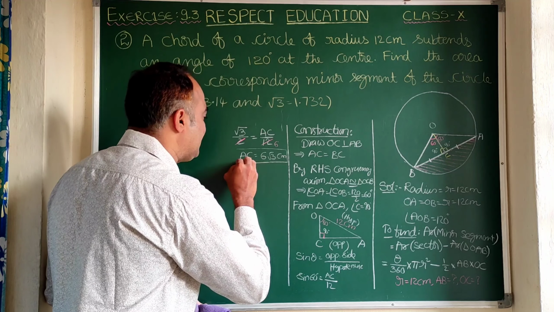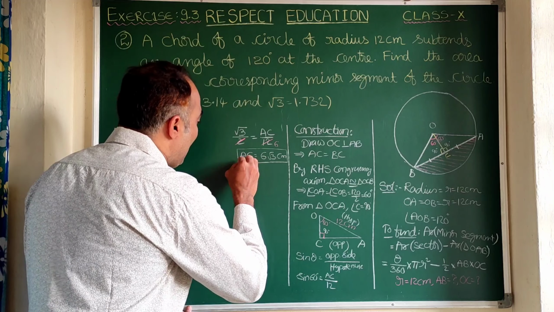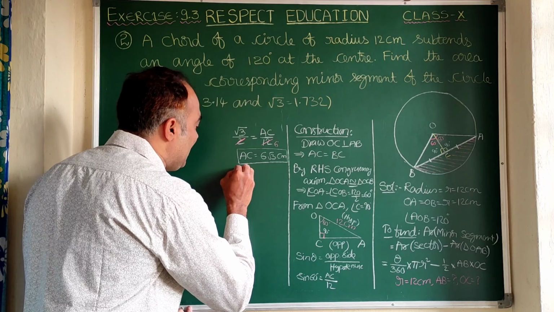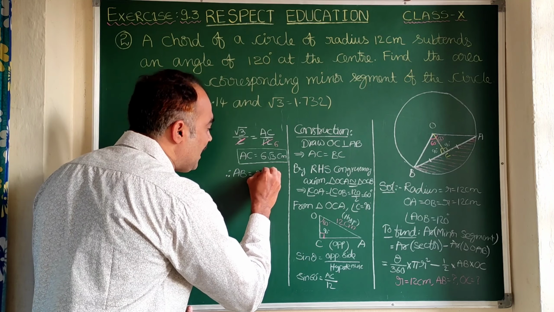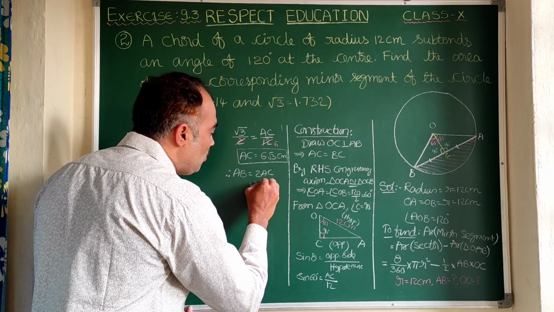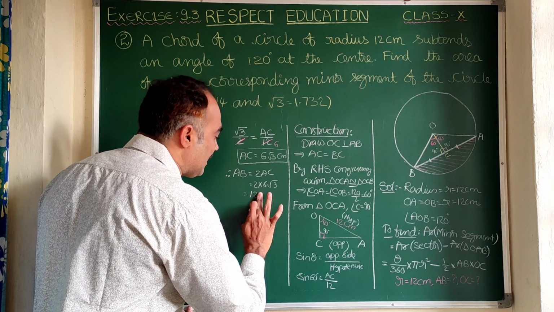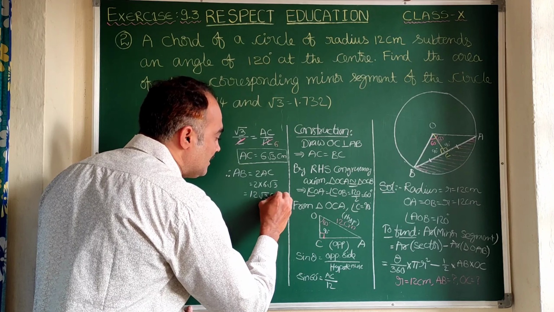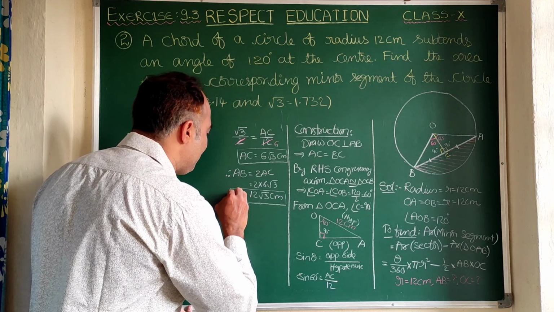Now we got AC. After getting AC, let us find AB. Therefore, base AB is equal to 2 times AC, which is equal to 2 times 6 root 3, which is 12 root 3 centimeter. So we got the base of the triangle AB.